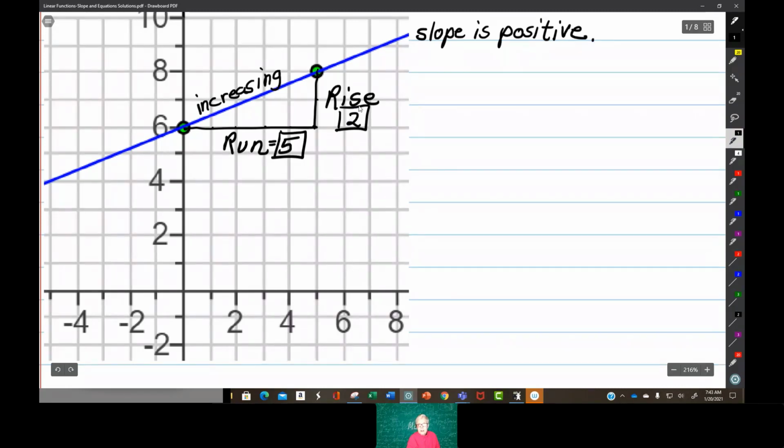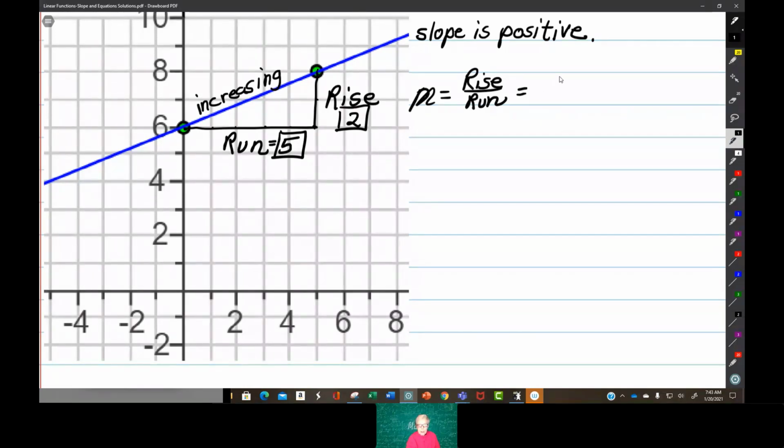So now I know what the slope is. M equals rise over run. Taking the tilt of the line, whether it's increasing or decreasing or flat or vertical. Well, of course, there is no slope if it's vertical. All these things you have to remember.